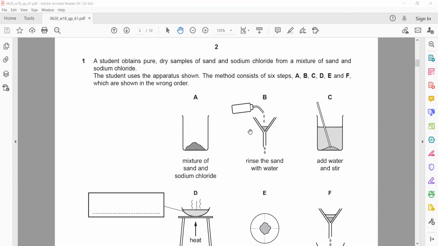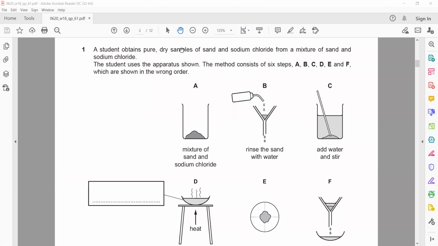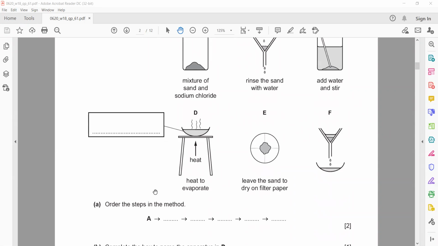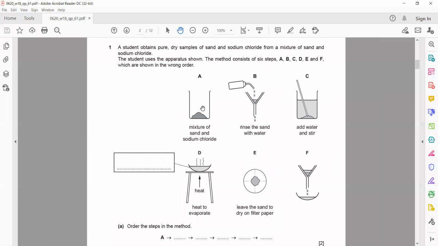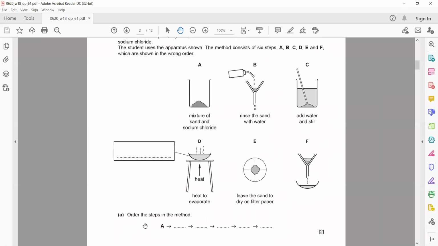So in the first question, a student obtained pure dry sample of sand and sodium chloride from a mixture of sand and sodium chloride. The student uses the apparatus shown. The method consists of 6 steps A, B, C, D, E, and F, which are shown in wrong order. So first one, order the steps in method.